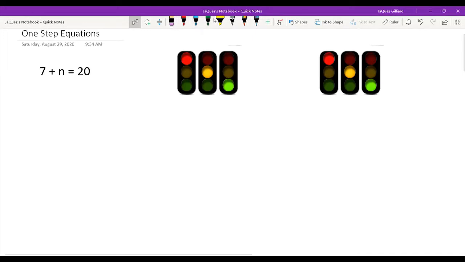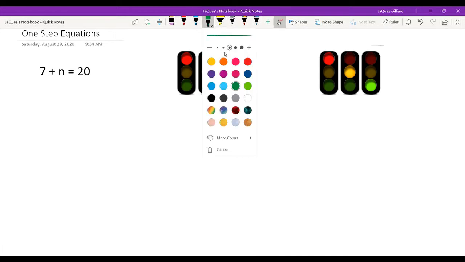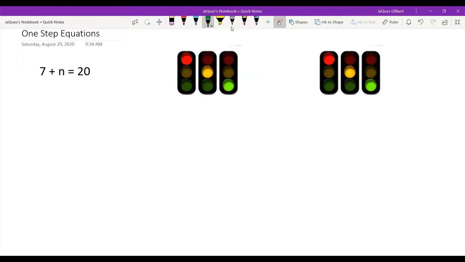So let's go ahead and demonstrate that. What I'm going to do first is draw. You can either draw 2 lines or 1 line. I usually like to draw 2 lines because it helps me to remember to bring down my equal sign, okay? So I'm just bringing it down now. In order to get n by itself, I need to subtract 7.